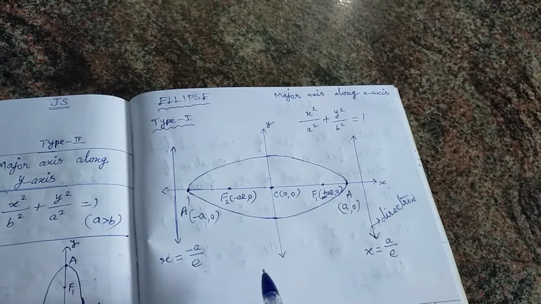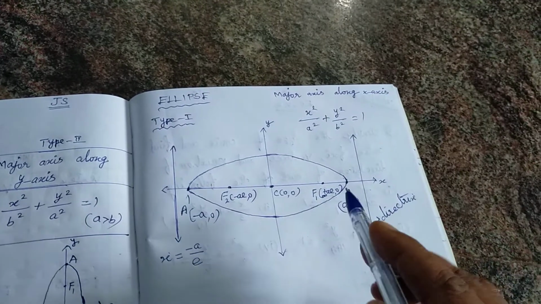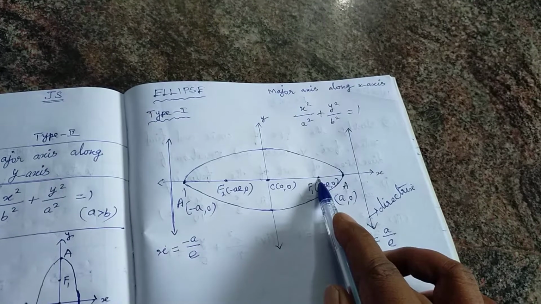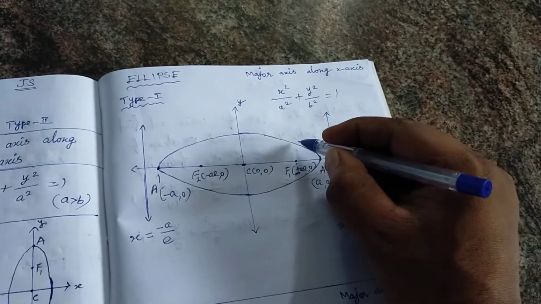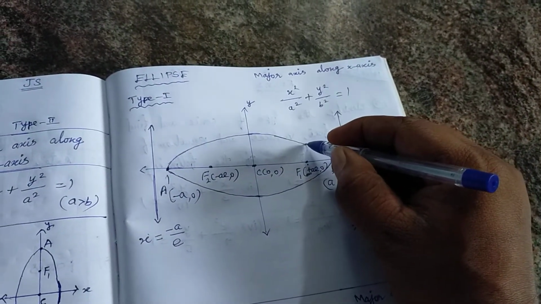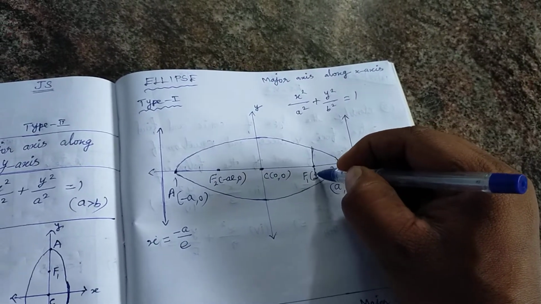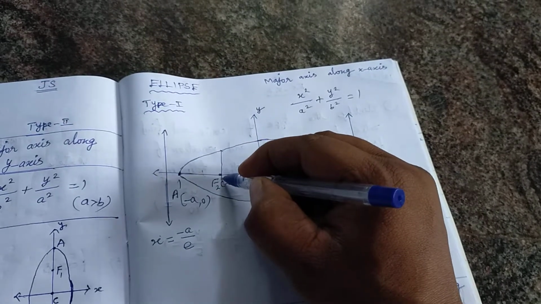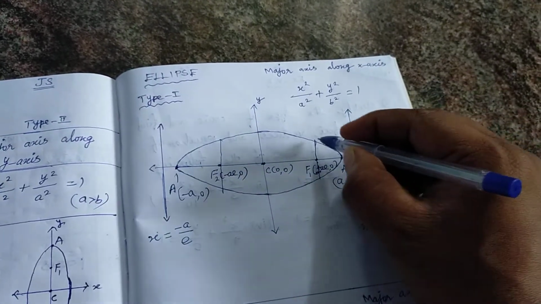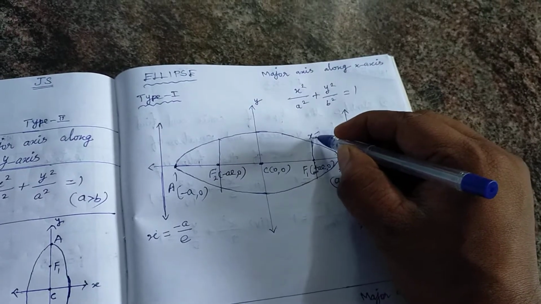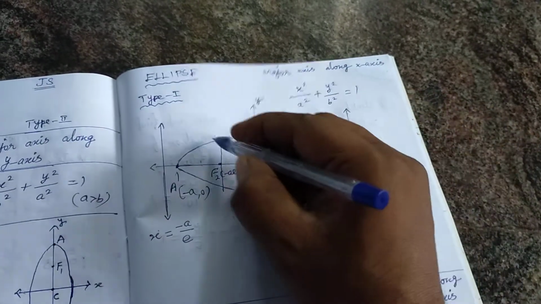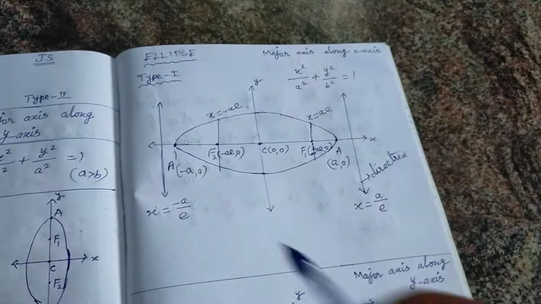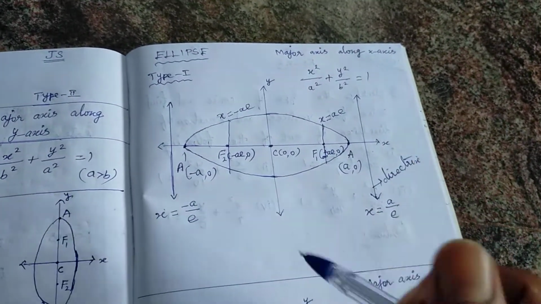I already told you children, a line which passes through the focus perpendicular to the axis is called the latus rectum. So if you draw a perpendicular straight line that passes through the focus, this line is called the latus rectum. So the equation of latus rectum is x is equal to ae. This line is x is equal to minus ae. So these are all the points we discussed.